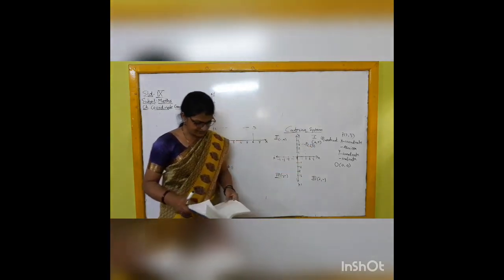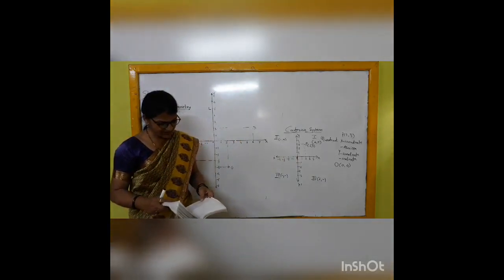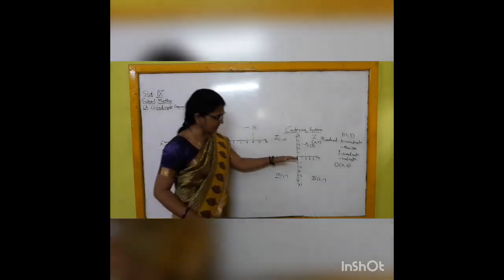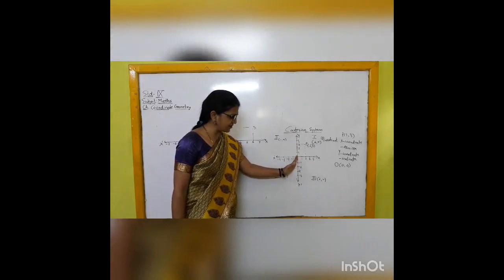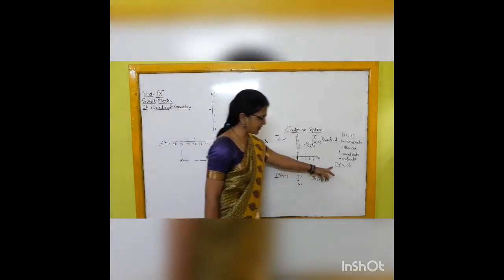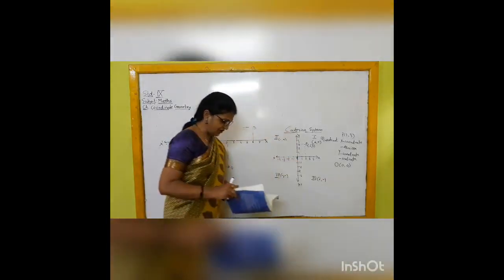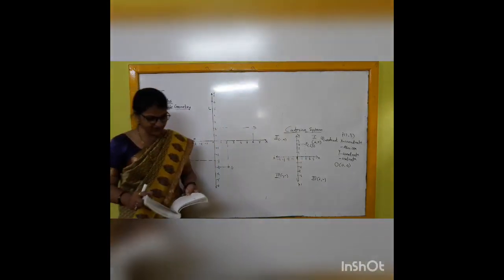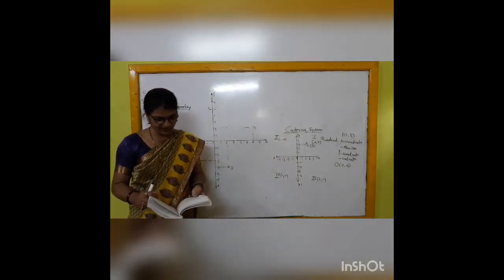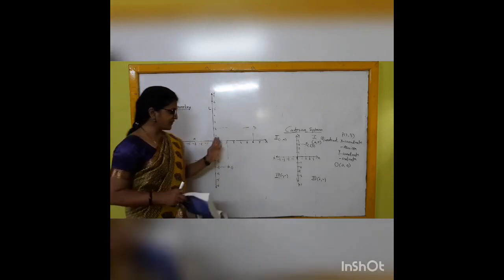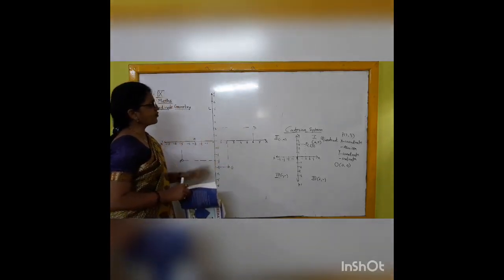Now next: write the name of the point where these two lines intersect. The x-axis and y-axis intersect each other at the origin. The coordinates of the origin are (0, 0). Now next, question number 2. See the given figure in exercise 3.14 and write the following. I have drawn some points here, and now we will write their coordinates.